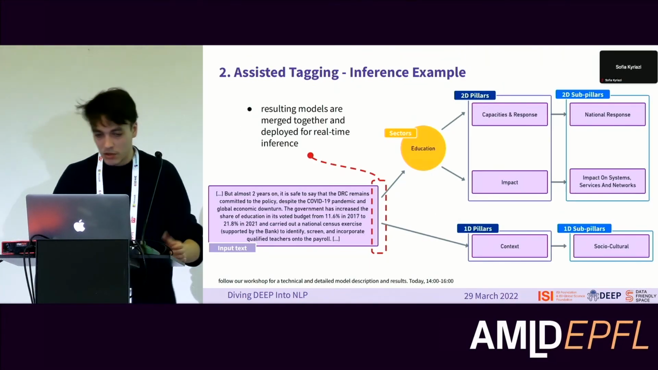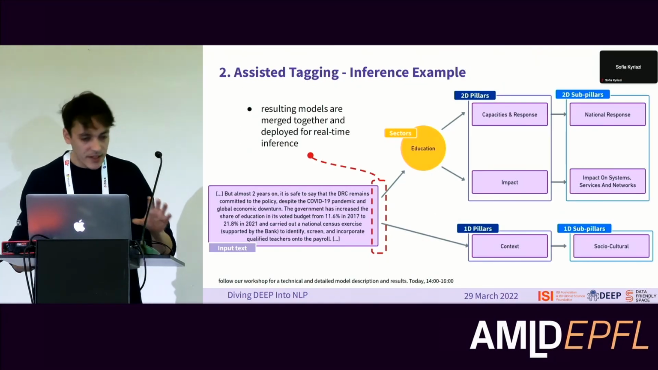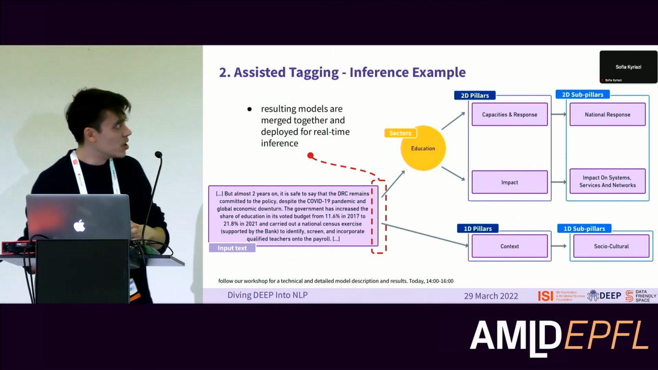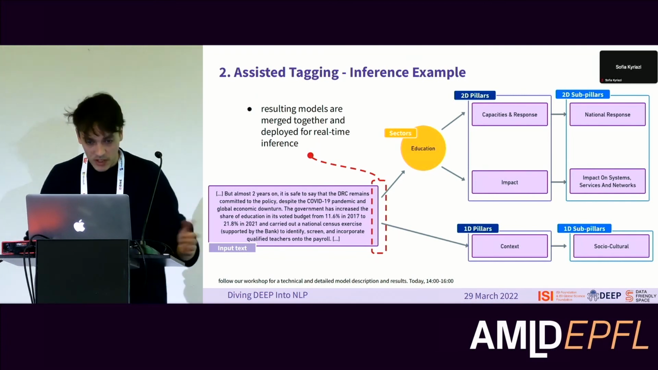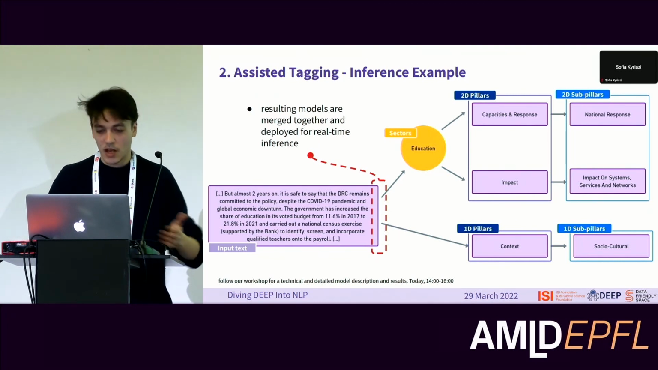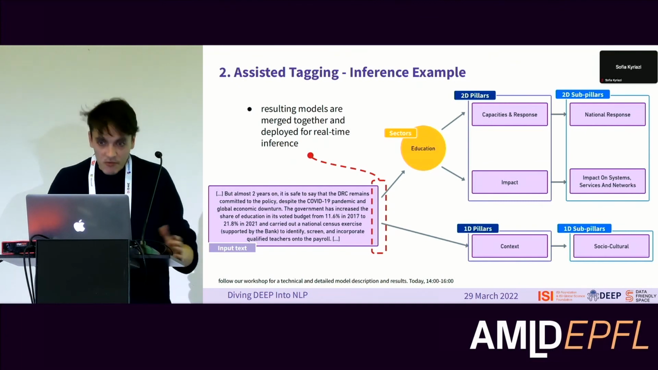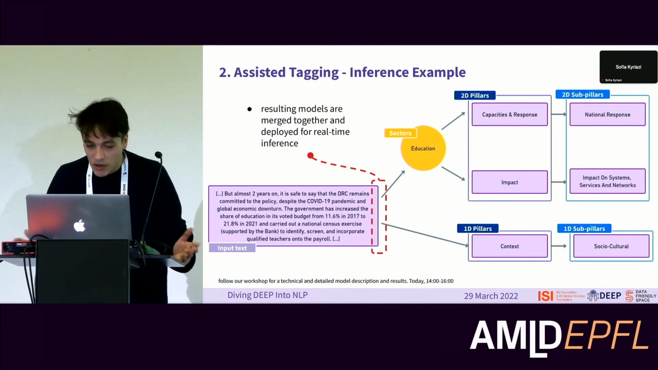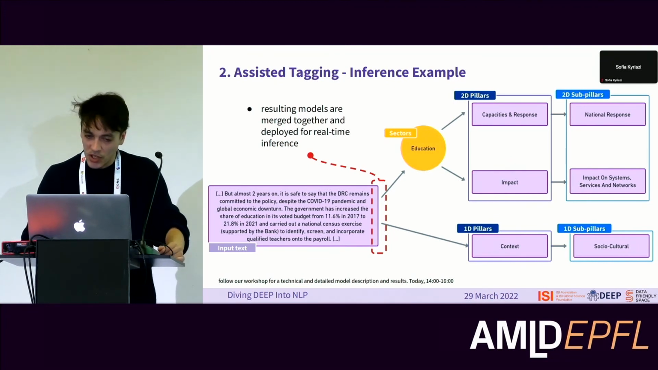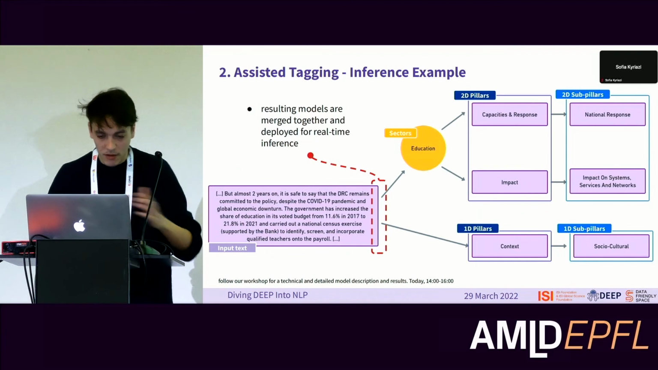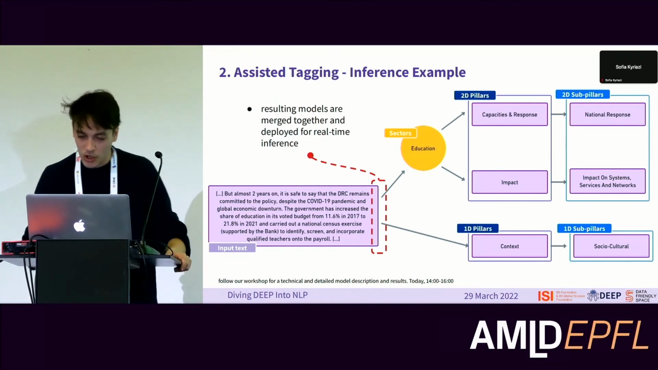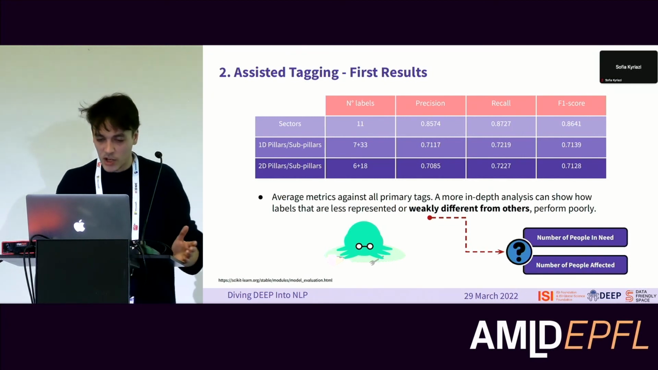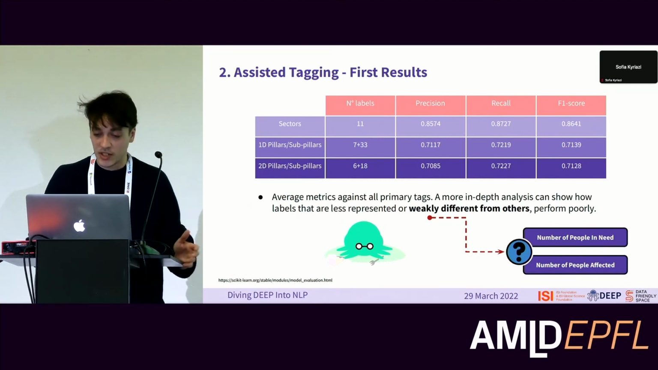Here is an example. Given a text, a sentence, and it can be not only one sentence but also 2 or 3 sentences together, this is an example of inference using our classifier. For sure, follow up if you want to see a more detailed model description and then results. We have our workshop at 2 p.m. Here, however, are some results, some average metrics across all the primary tags.